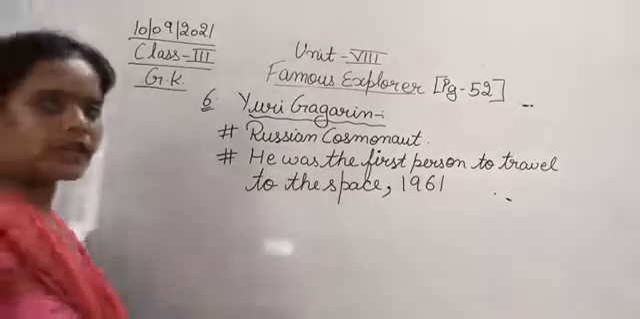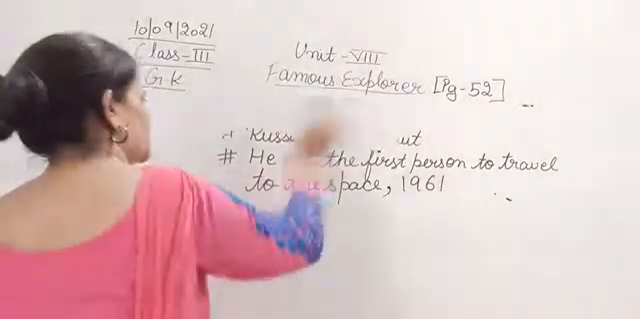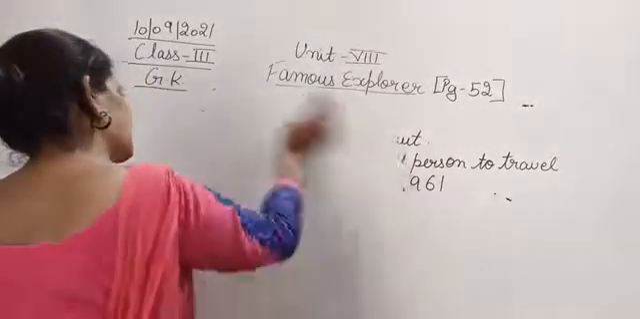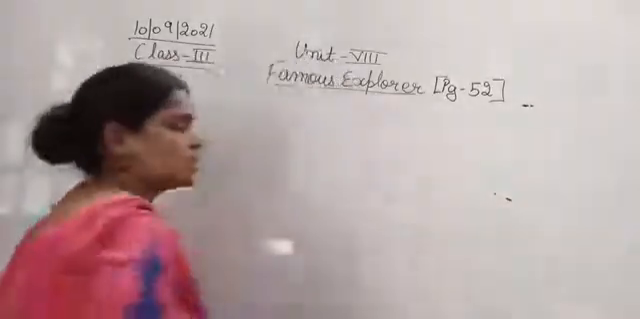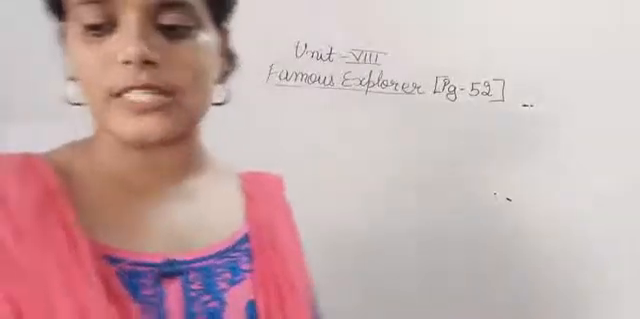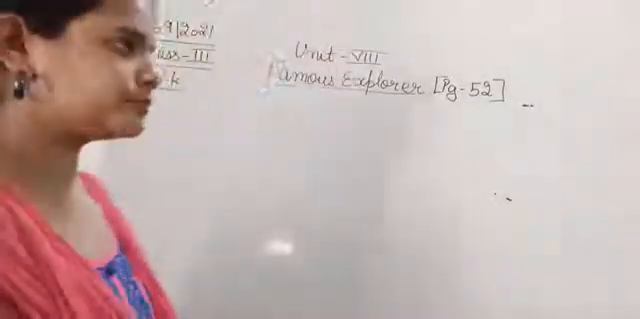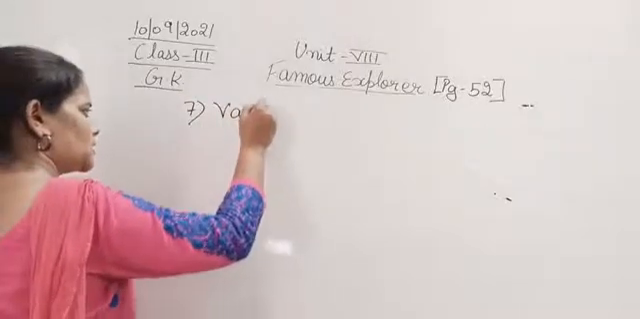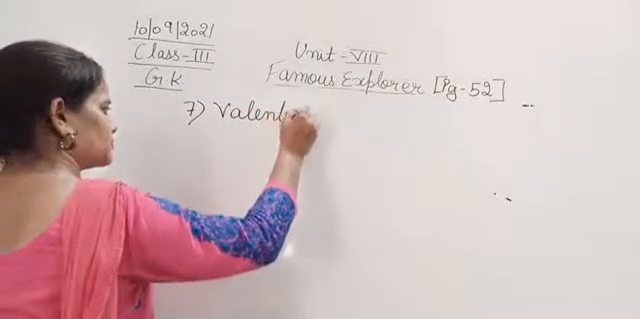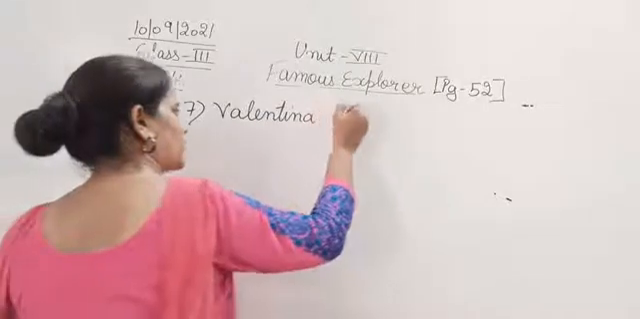चलिए, moving next to the seventh one. Next is Valentina Tereshkova. So now the next person is Valentina Tereshkova. The seventh is Valentina Tereshkova.